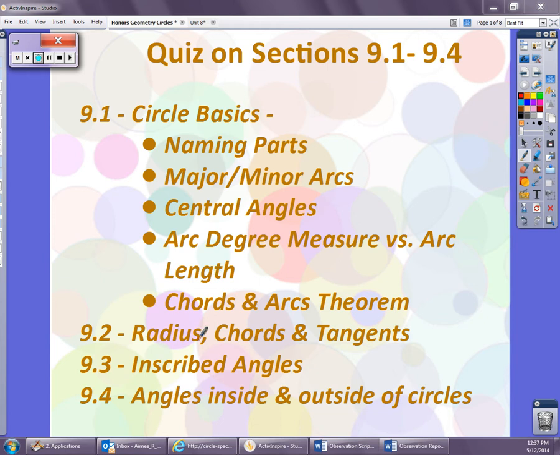Also section 9.2, dealing with radius, chords, and tangents. And then 9.3 and 9.4 as well, with the new angle relationships that we've talked about: inscribed angles and angles inside and outside of circles.